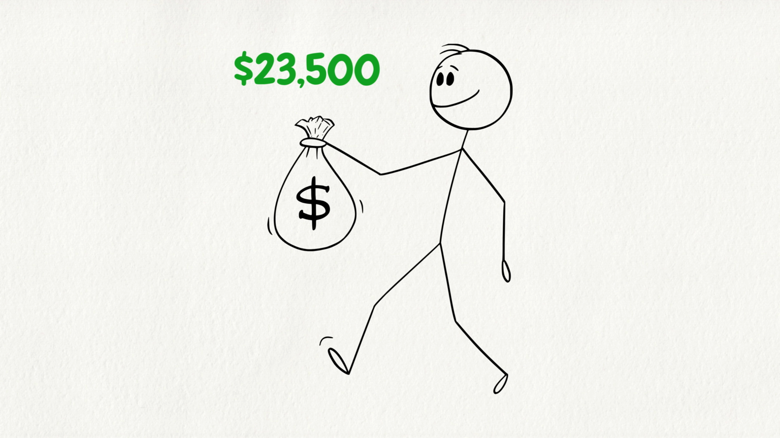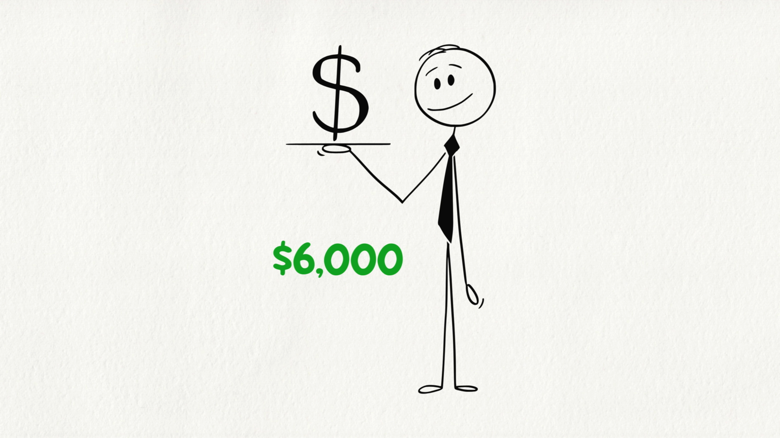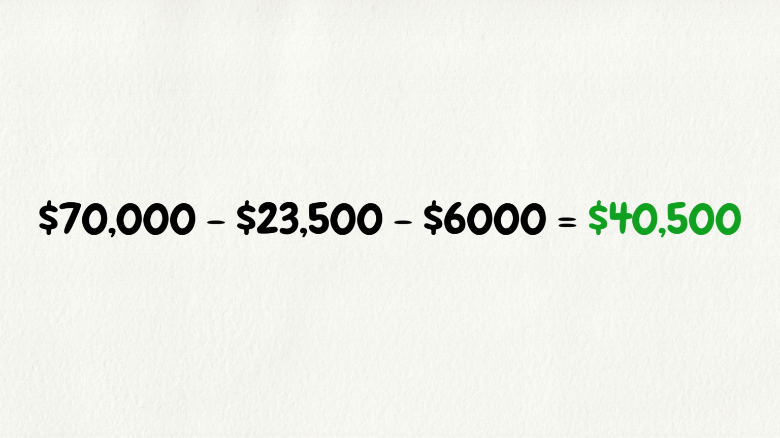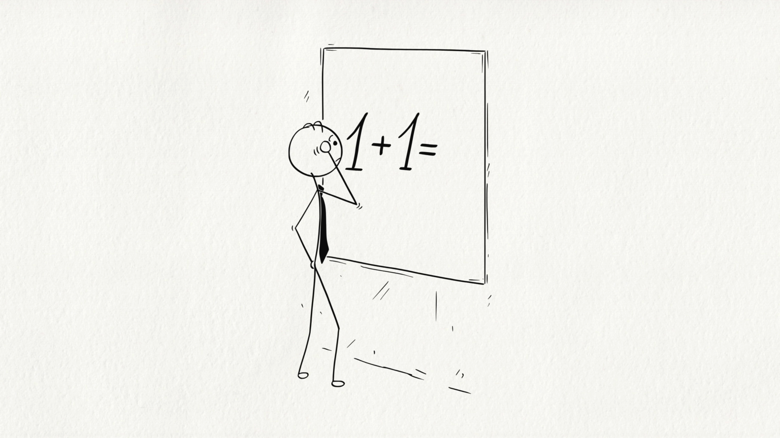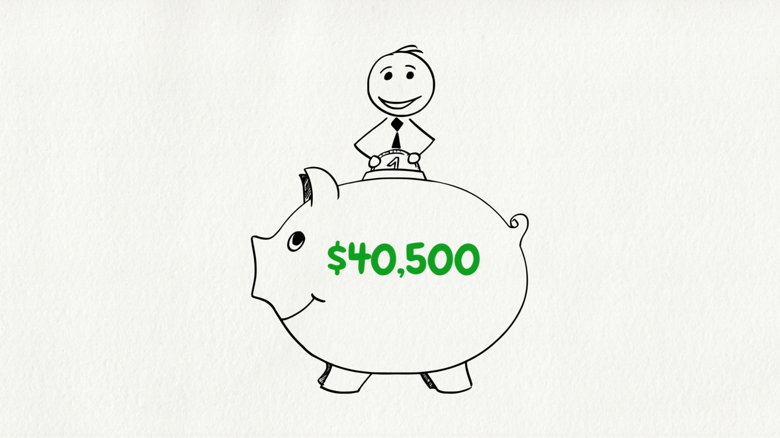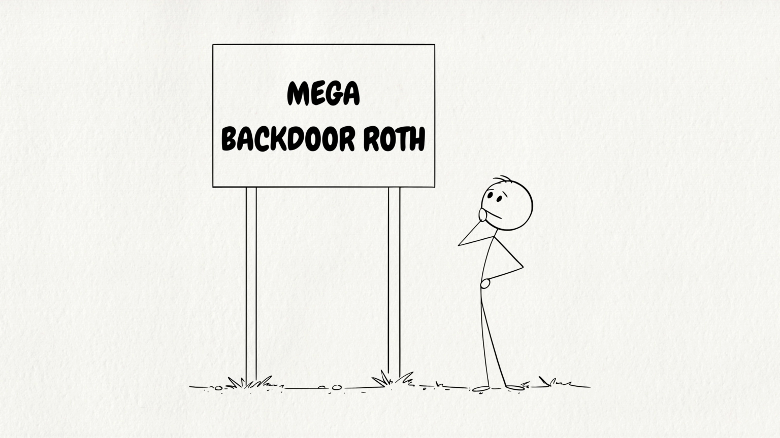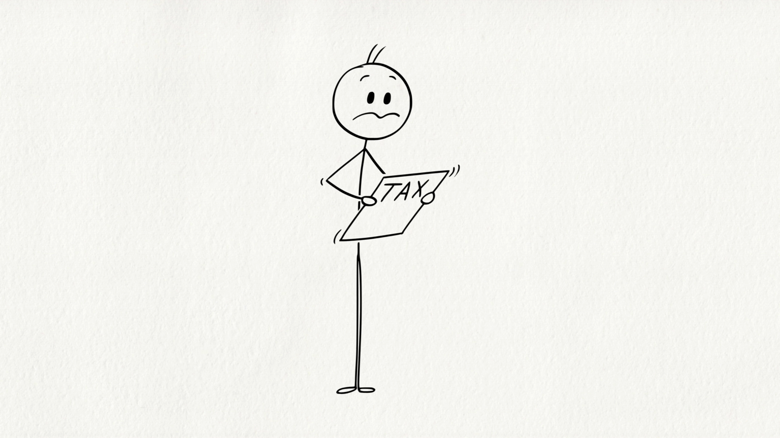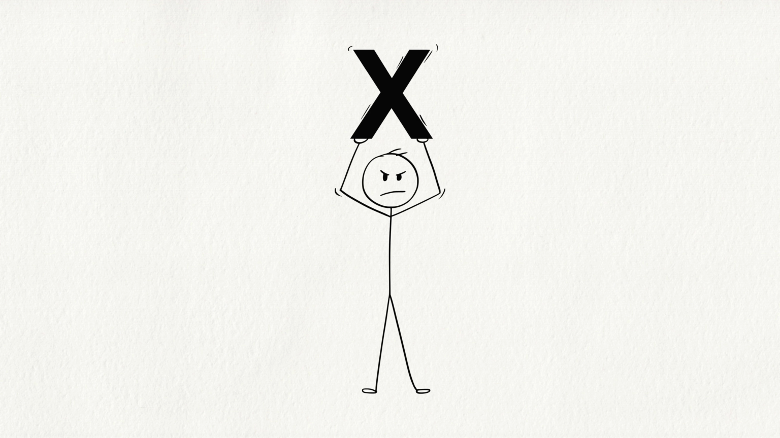Let's say that you put $23,500 into your 401k, and through an employer match, your employer puts in another $6,000. The 2025 total 401k contribution limit for you is $70,000 since you're under the age of 50. $70,000 minus $23,500 minus $6,000 equals $40,500. Based on this calculation, you can put in another $40,500 through a Mega Backdoor Roth to take advantage of tax-free investing. As long as you don't exceed this number, you shouldn't have to worry about any excessive taxes or penalties.